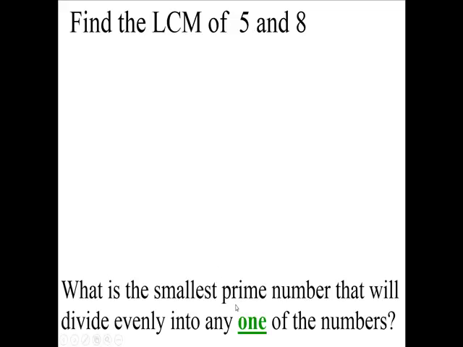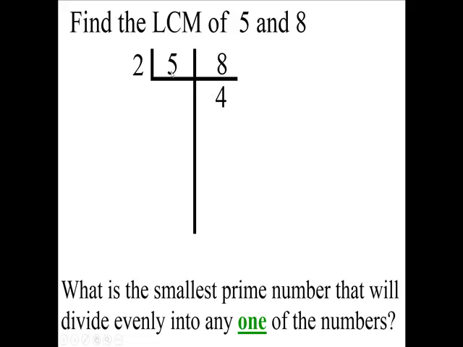Now the question we're going to ask is, what's the smallest prime number that will divide into either 5 or 8? Copy the numbers down and let's ask that question here. What's the smallest prime number that will go into 8? 2 goes into 8 how many times? 8 divided by 2 is, bring down this number. Now what's the smallest prime number that will divide into 4? Well, once again, 4 divided by 2 is, bring down this number.